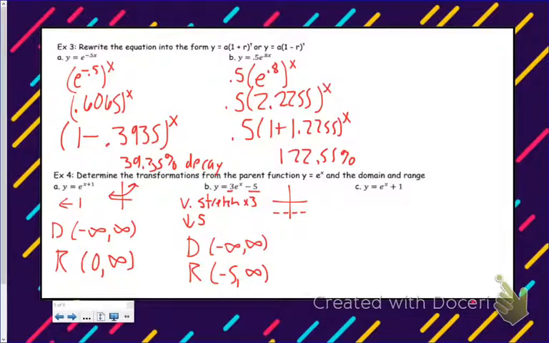So our range now is going to be from -5 to infinity. All right, now this last one, again, the only change here, it's gone up 1, which again will not affect domain, but that will affect our range, and our range is going to be from 1 to infinity.